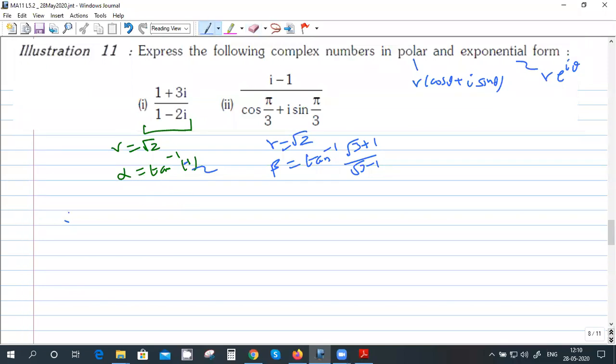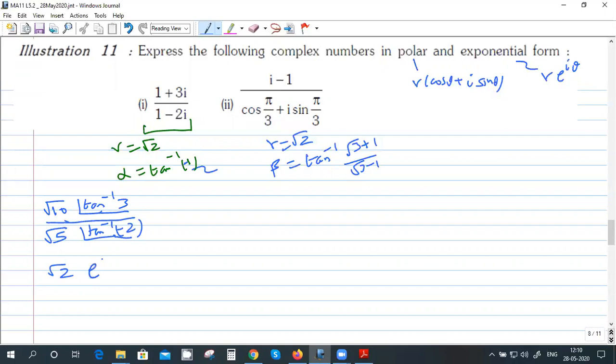Another way of doing it is: the numerator 1 plus 3i has r equal to square root of 10, and angle tan inverse 3. The denominator will be square root of 5, and the angle will be tan inverse minus 2. Is that correct? Yeah. So the ratio is root 2, and then tan inverse of this by this.